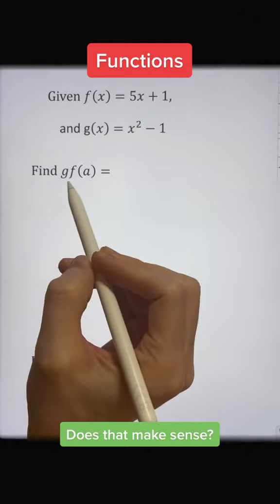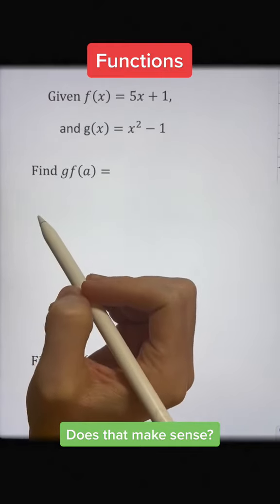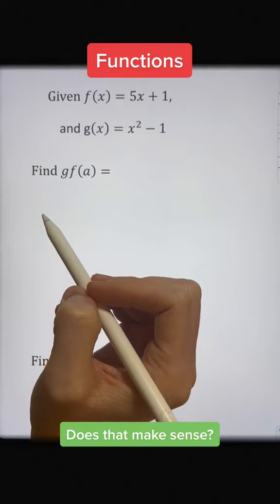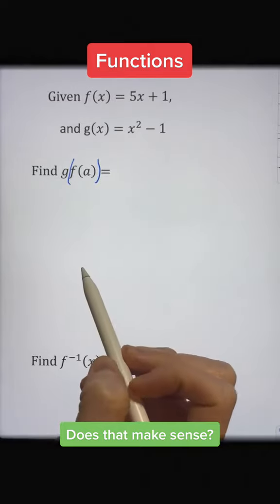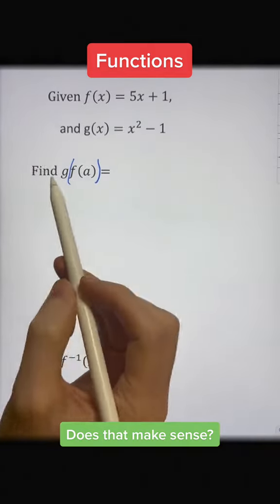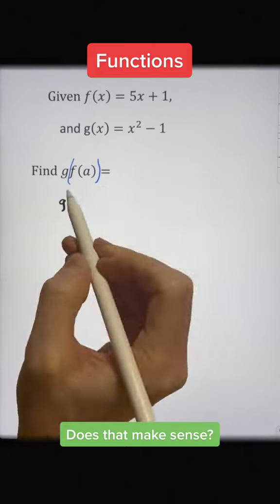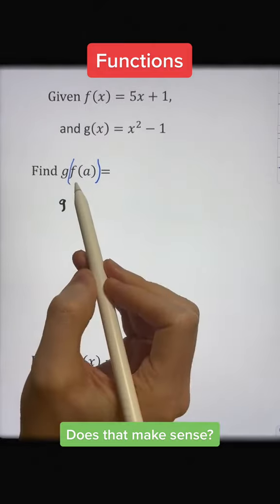Here we're asked to find g(f) of a. As I've got two letters outside, I know I've got a composite function. We always start by adding an extra pair of brackets in between the two functions. I leave the outside function alone, in this case the function g, and I always work on the inside first. On the inside I have f of a.